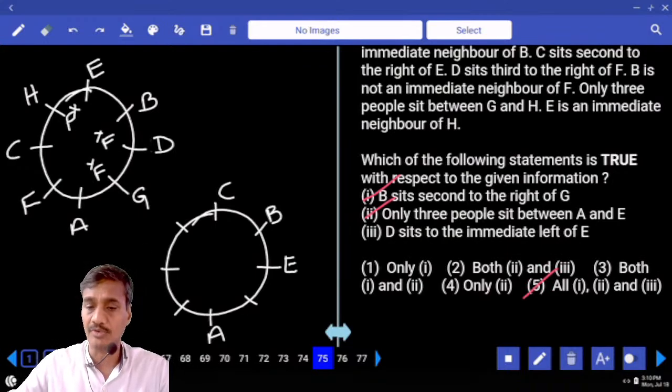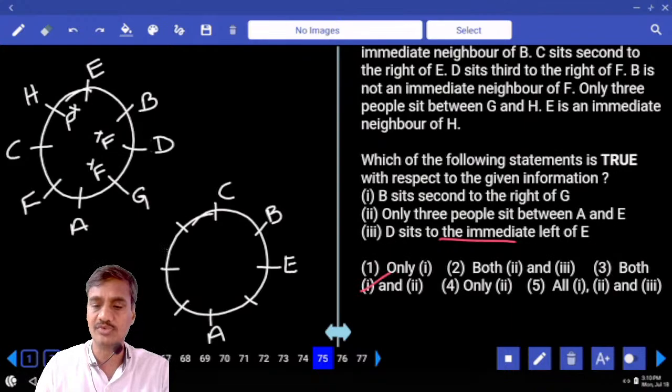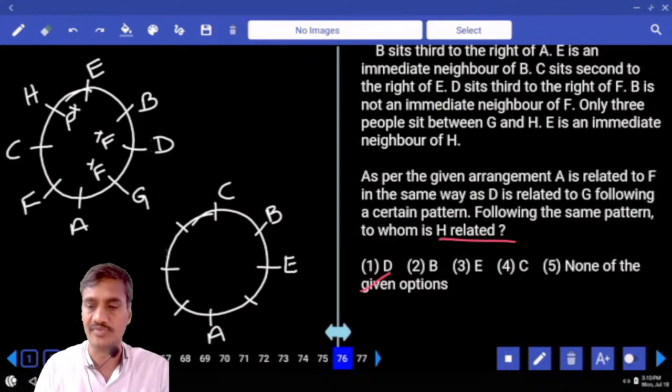Clear? Now both 1 and 2 is also there. Then we need to check 3 as well. Now in the third one, D sits to the immediate left of E, that is false. Hence only 1 and 2, that is choice 3, question number 75.